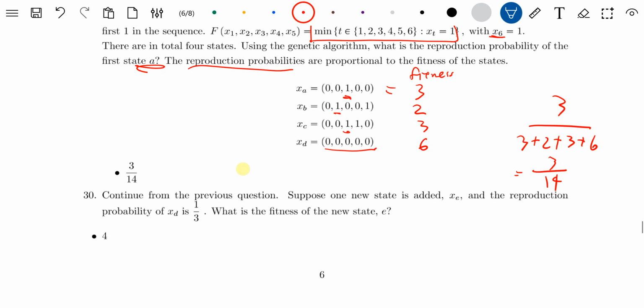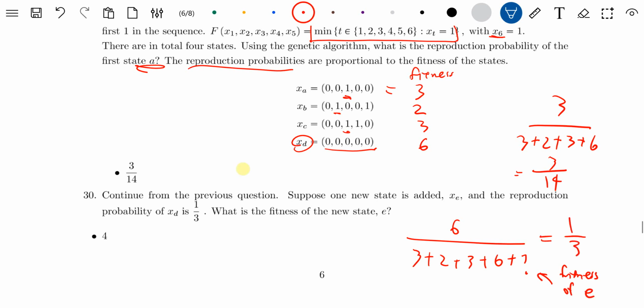And the next one is you add a state E, and the reproduction probability of xt becomes 1 over 3. So what's the reproduction probability of xt? It's this one. So it's 6 over the sum of all of them. And the last one is a question mark. So that's the fitness of E. This should be 1 over 3. So you can solve this. So 18 is equal to, what's this, 14 plus question mark. So that question mark should be 4.